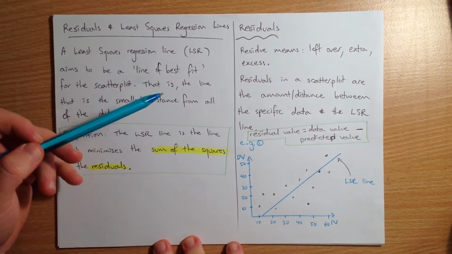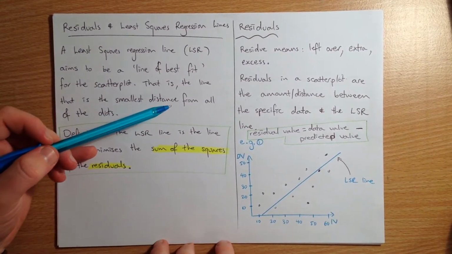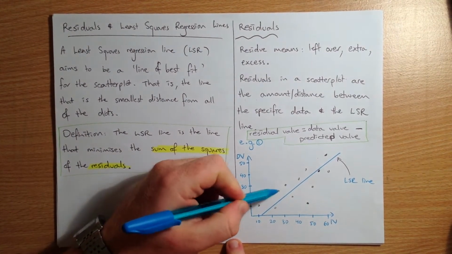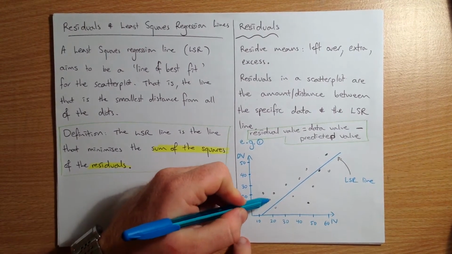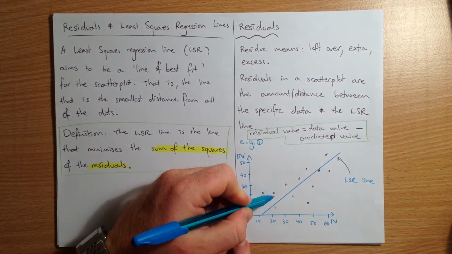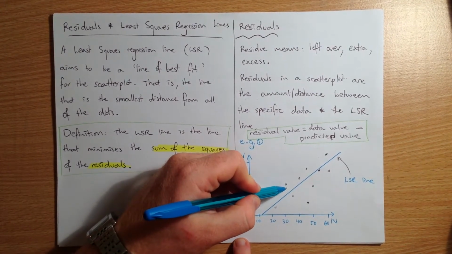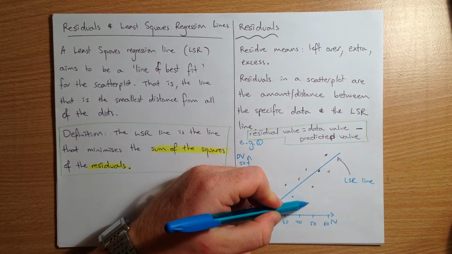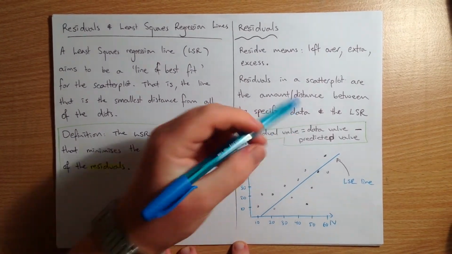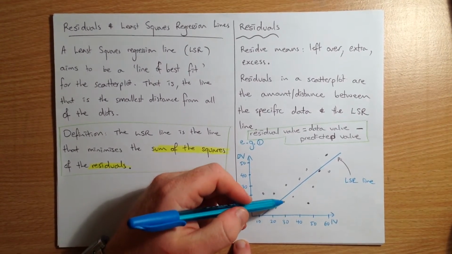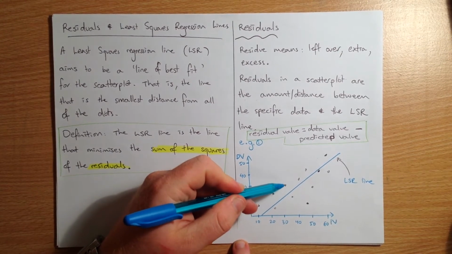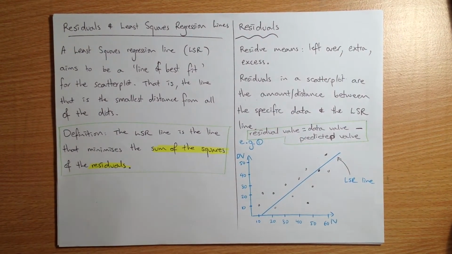So residuals in a scatter plot are the leftover bit, or the amount of distance between our pieces of data and the actual line. So the distance from this dot down to this line, like directly down, that's the residual there. Or the distance from this dot all the way down to this line, that's the residual. Or the distance from this dot all the way up to this line, that's the residual. Or the distance from here to here, that's the residual. So every single dot, unless it's exactly on the line, is going to have some sort of residual value, or the leftover or the extra bit between the line and where the data actually is.